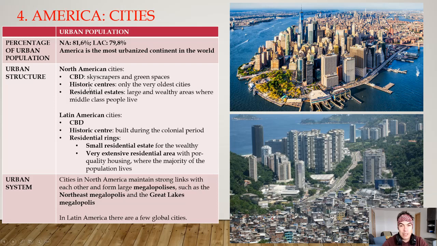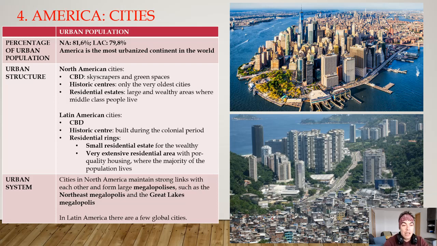Some of them, which are the first colonies that the British founded in the modern age, have a historic center, and then around it there are a lot of residential estates, which are large and wealthy areas. Remember, wealthy means richness, okay? If you have a lot of money, you are richer. Where the middle class people live. We can see this in every movie that you can see on the TV. Many people of the middle class of the United States live in these areas with single housing.